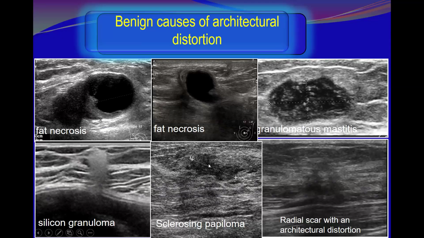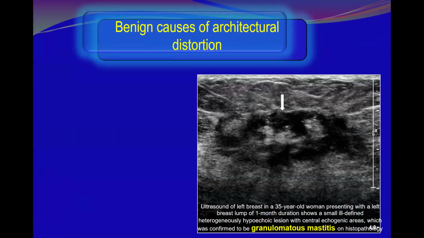Okay, I don't remember exactly, but I think this is my patient's sclerosing papilloma, but these are definitely from the literature. Again, another example of benign architectural distortion from the literature in a case of granulomatous mastitis. Can you see the lesion here? And can you see the adjacent reactions, the Cooper ligaments pointing toward the lesion and blurring of the adjacent tissue?